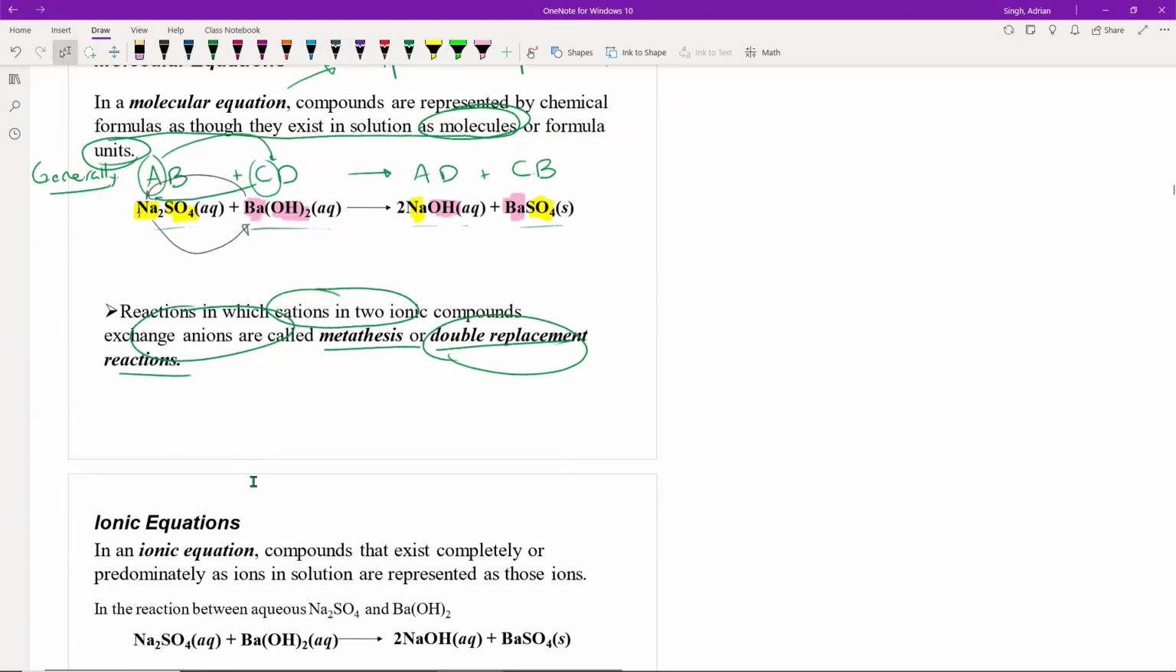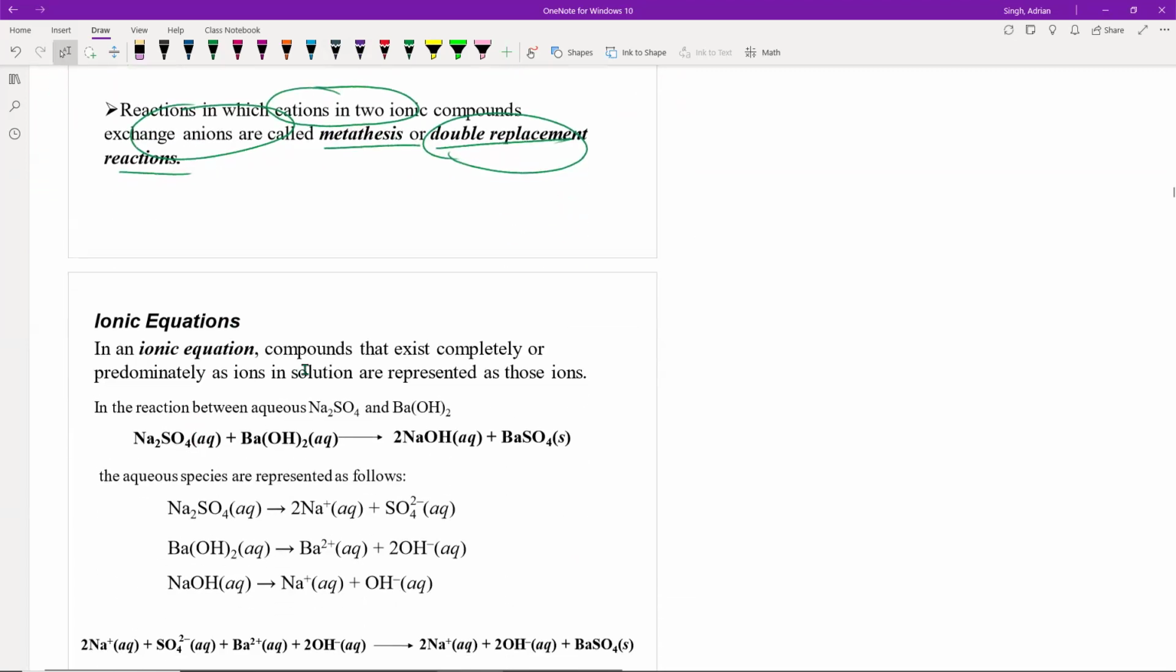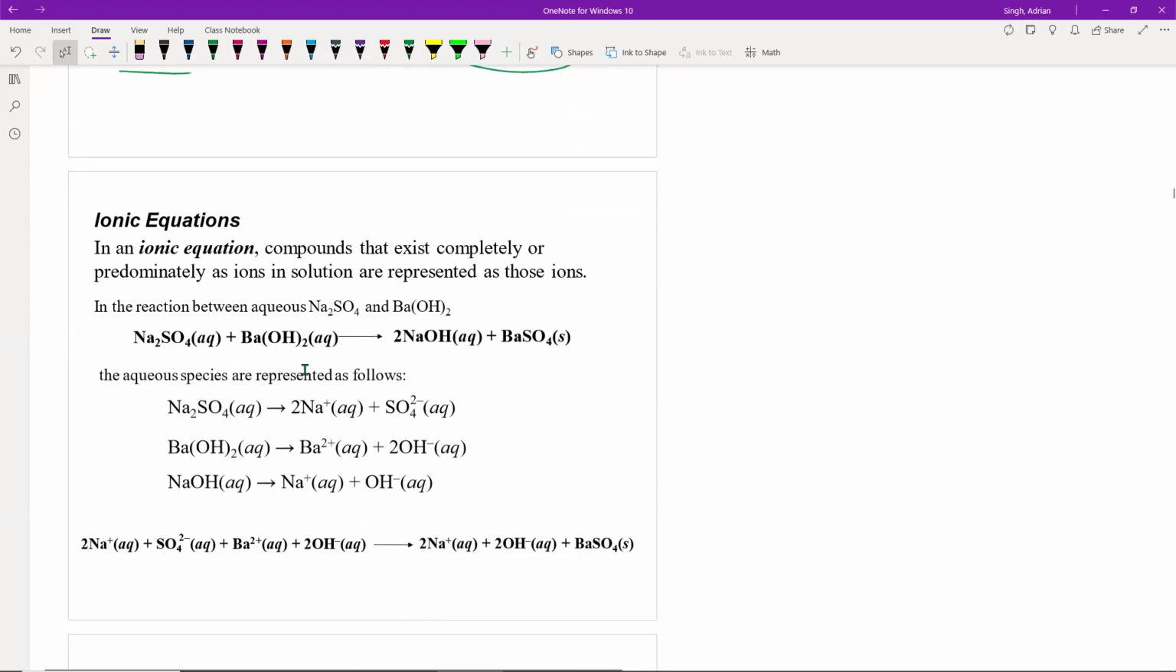What is actually happening on a particulate level? Well, we can come up with what's known as an ionic equation, which is a much truer representation of what's occurring in aqueous solution, because we just said, we spent a lot of time talking about this already, that in an aqueous solution, for your soluble ionic compounds, you actually have ions present in solution. So in order to write your ionic equation, first of all, we need the ions that are present.